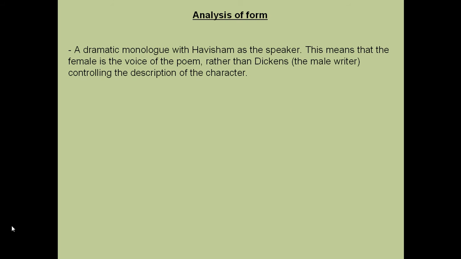So, this is a dramatic monologue with Havisham as the speaker. Now this means that the female is the voice of the poem, rather than Dickens, who is obviously a male writer, controlling the description of the character. Duffy uses this technique quite often in a lot of her work, such as The World's Wife, because it allows the female to have a voice where before she's been controlled. So add to your notes, and let's move on to structure.